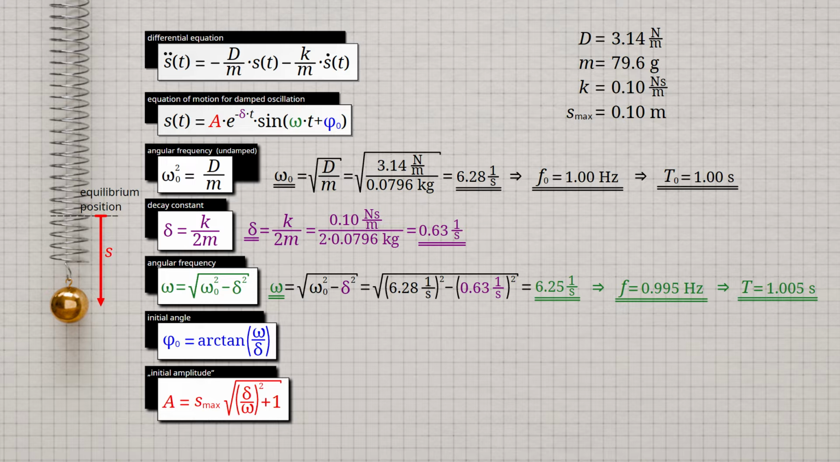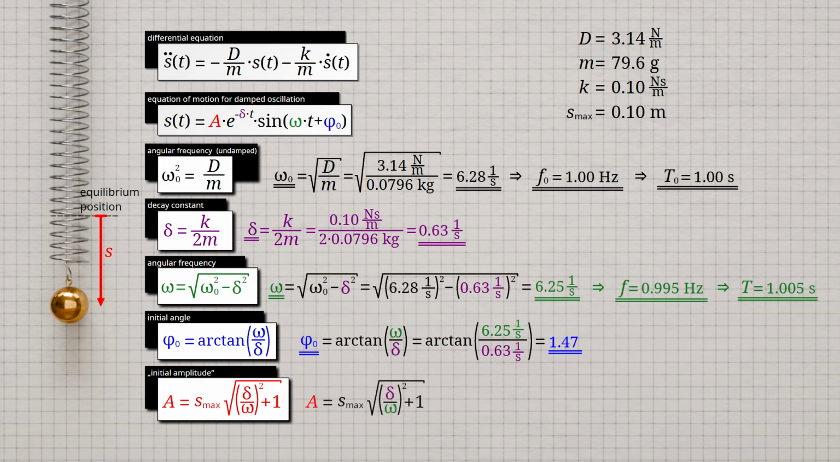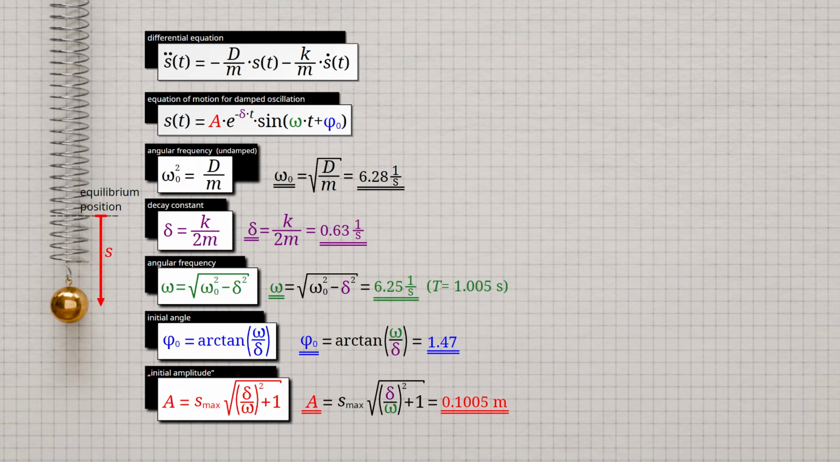We now determine the initial phase angle phi 0 using the given formula involving the angular frequency omega and the decay constant delta. After inserting the numerical values, we obtain phi 0 equal to 1.47. This is the angle in radians and corresponds to approximately 84 degrees. Finally, we calculate the initial amplitude A using the given formula based on the initial displacement Smax, the decay constant delta, and the angular frequency omega. After inserting the values, we obtain A equal to 0.1005 meters. We now have all quantities required for the equation of motion that fully describes the damped oscillation.